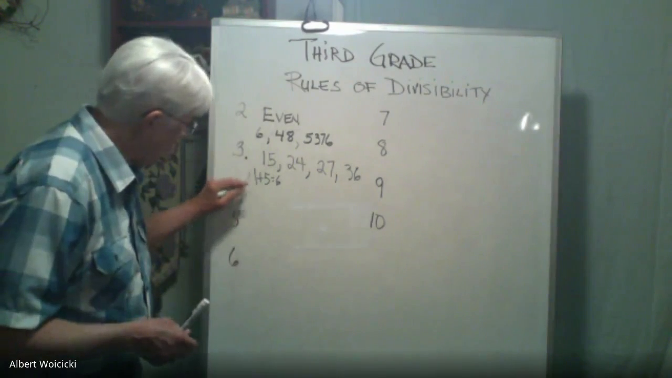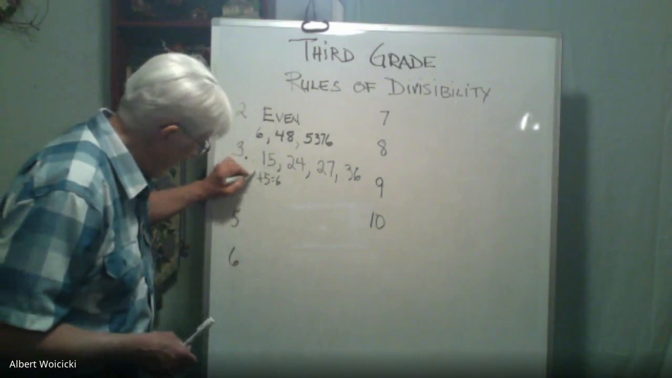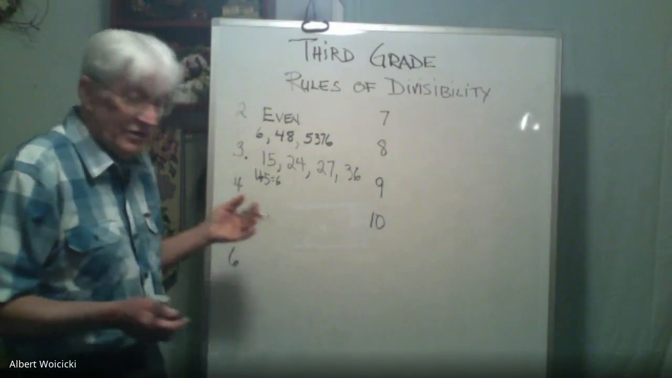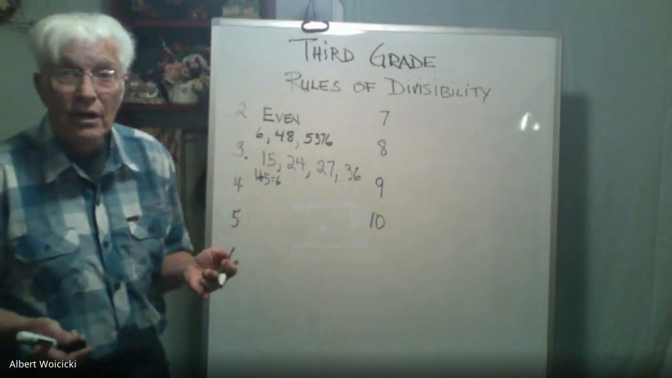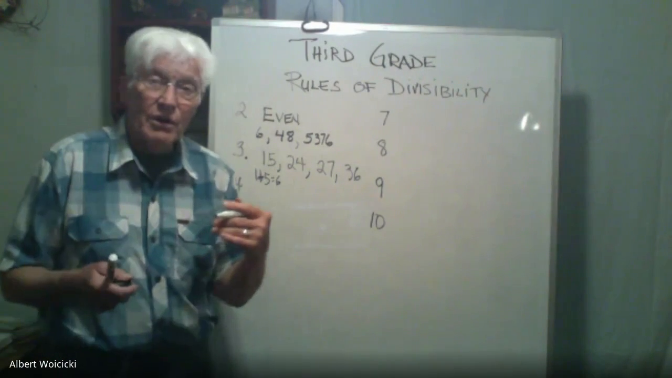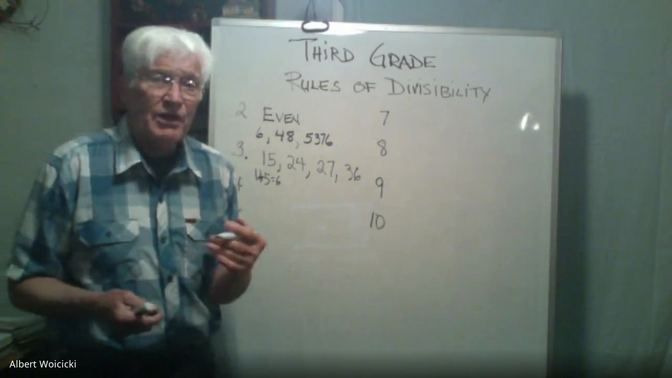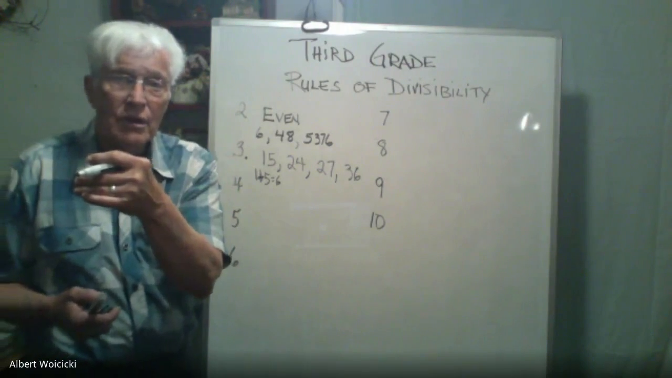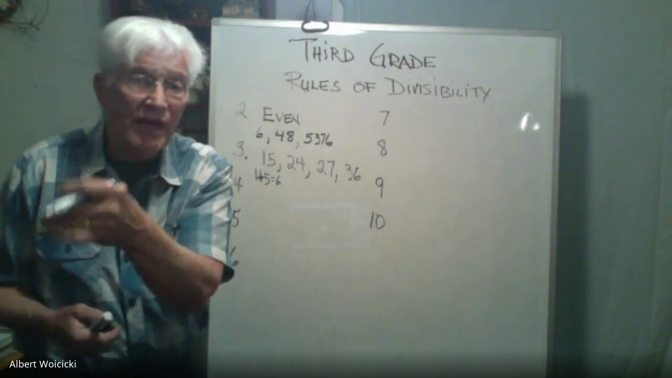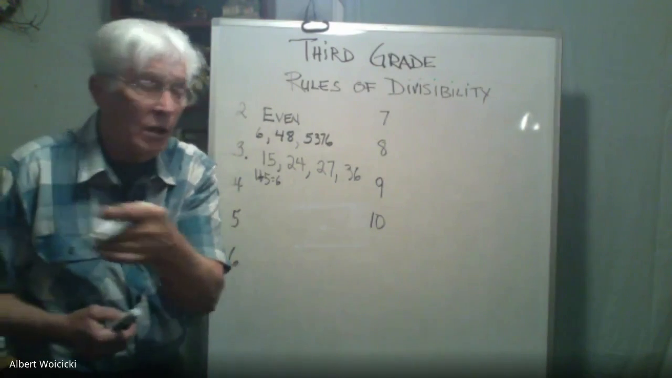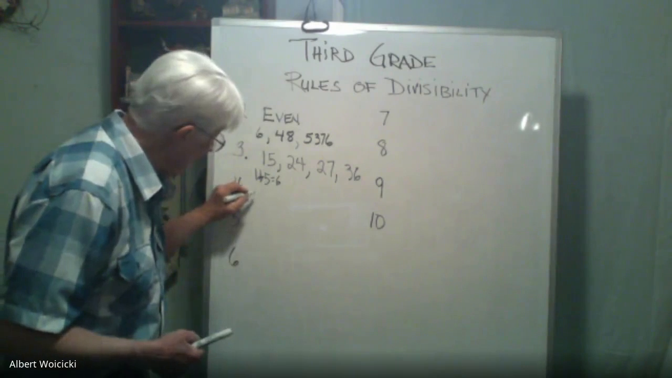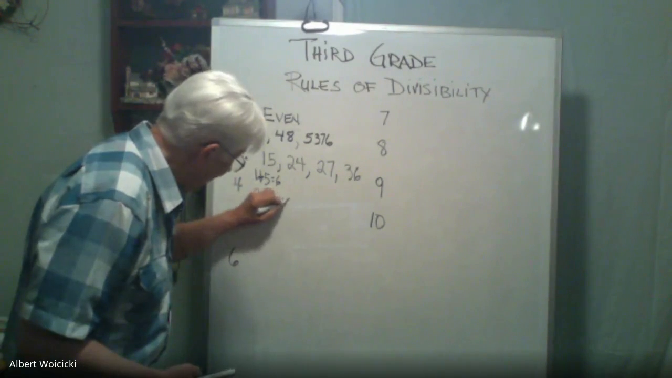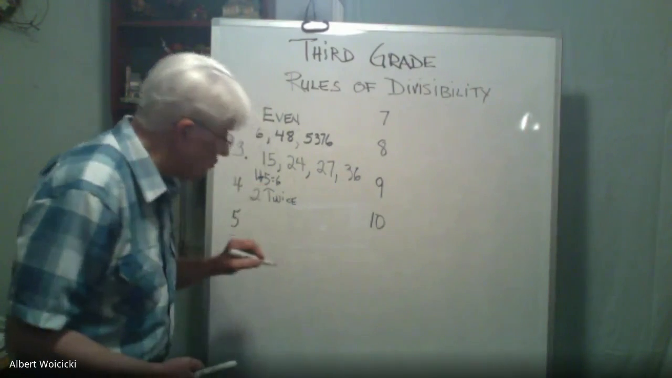Now, let's go to 4. So what do we do with the number 4? Its rule of divisibility is, again, it has to be an even number, but it has to be an even number more than once. 2 has to go into it twice, because 2 times 2 makes 4. So I have to be able to get 2 into it twice.